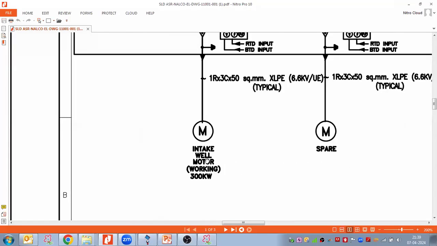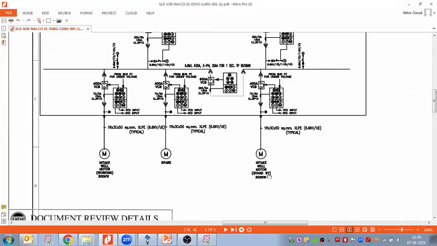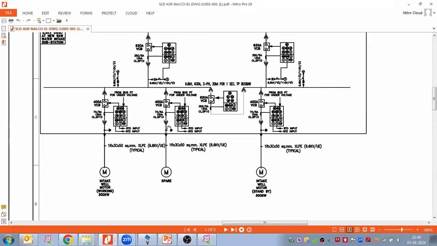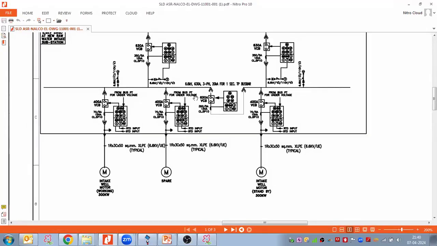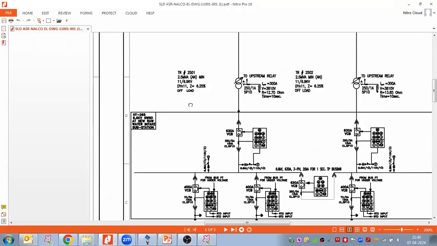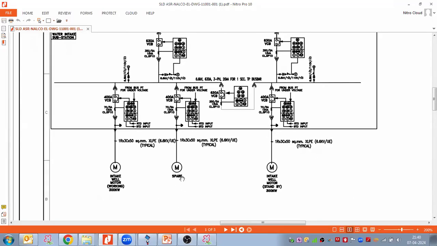Now we have motors here: 300 kilowatt intake well motor working, spare motor, intake well motor, standby motor. So spare, standby and continuous motors we are using here, and those are high voltage motors, 6.6 kV. In order to step down the voltage from 33 kV to 6.6 kV, we are using a 2.5 MVA transformer, right?